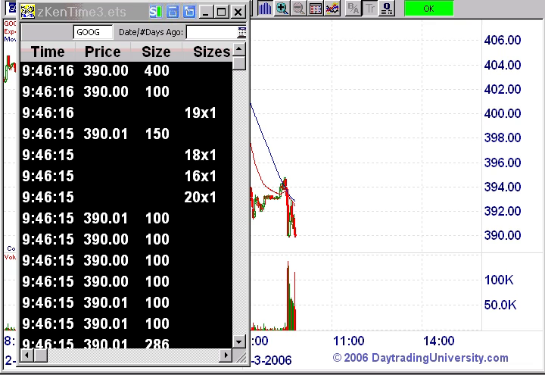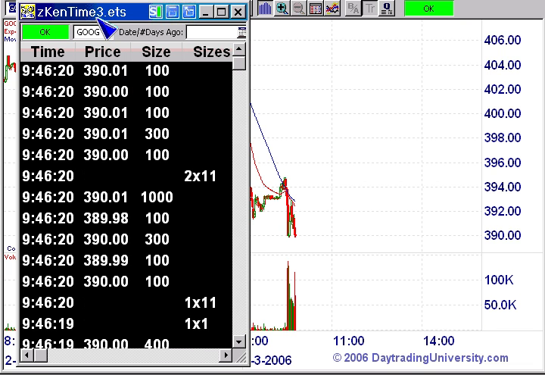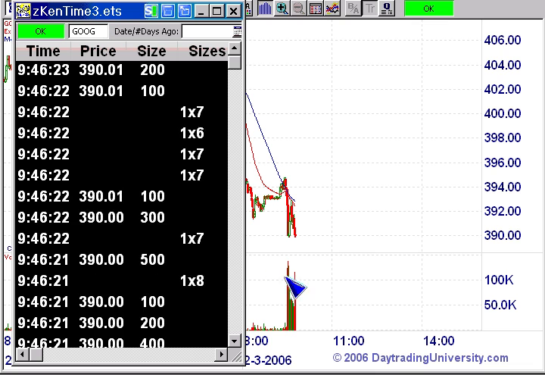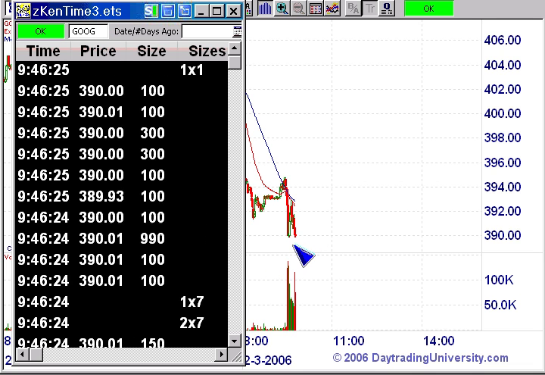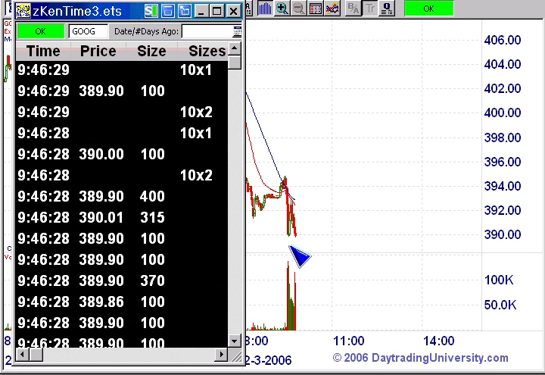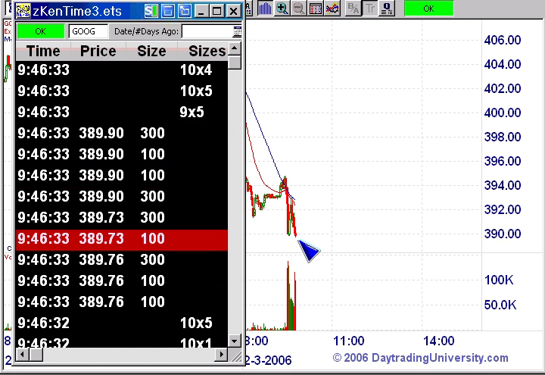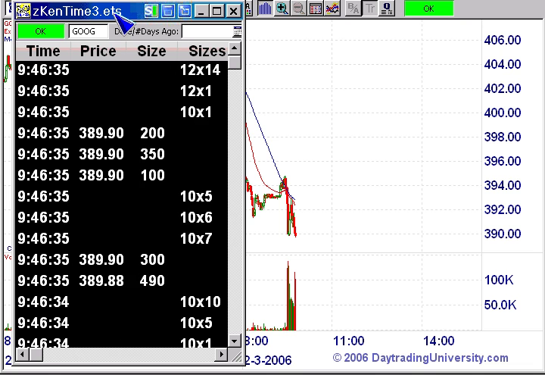What I like to do when I teach people time and sales is look for new breakouts or breakdowns. In this case, hey, see, didn't I tell you, Google, the 389.5 would likely be next play. We'll see if it gets there. Breakdowns in progress, so that you can see what's going on in the tape as the stock is taking out new 2-day highs or 2-day lows.